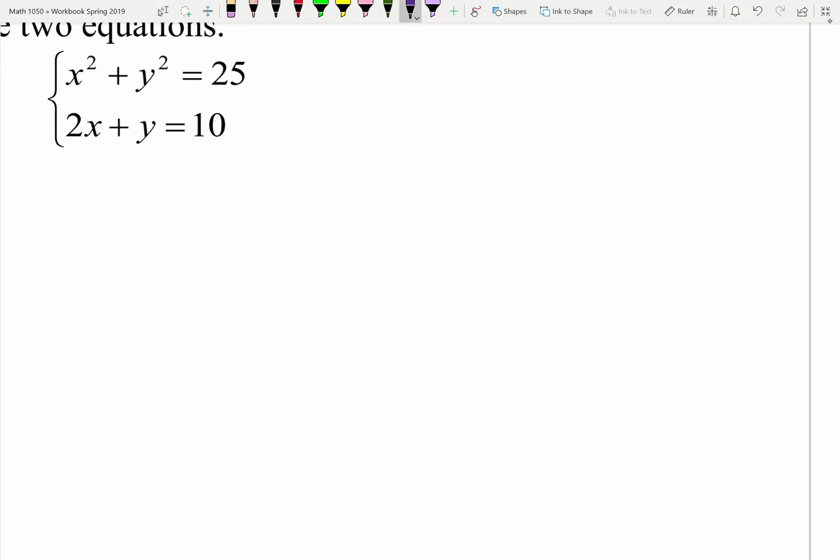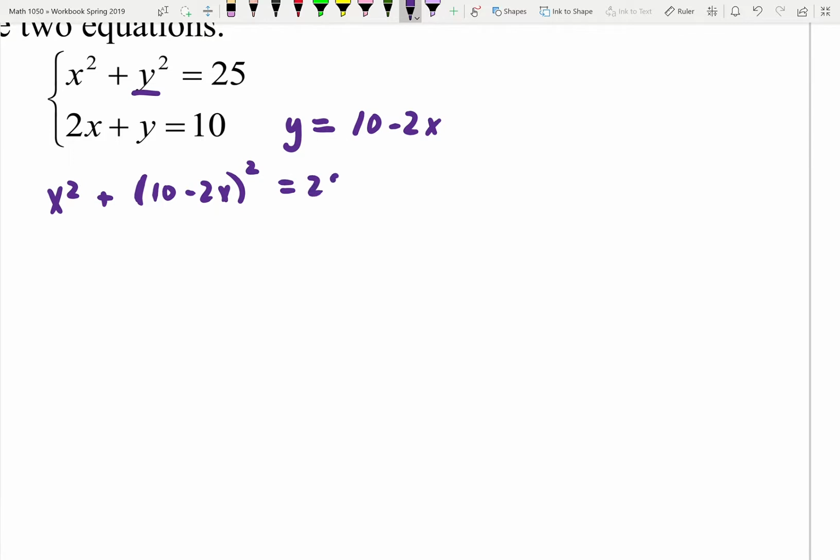Okay, so let's solve. So this is going to be y equals, the 2x comes over and you get 10 minus 2x. Now I'm going to go into the other equation, and right there where I see a y, I'm going to put in 10 minus 2x. So I have x to the second plus 10 minus 2x in parentheses squared equals 25.